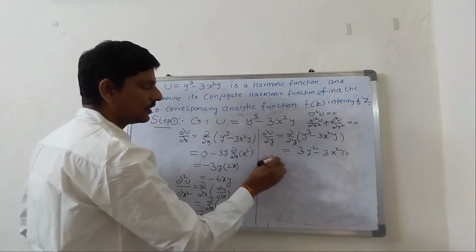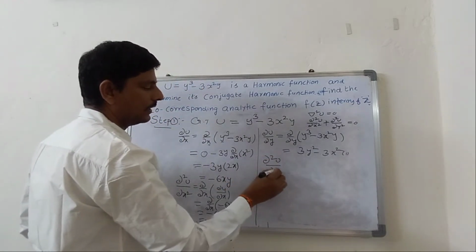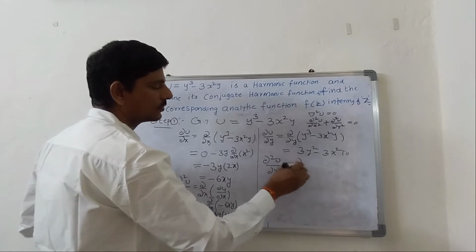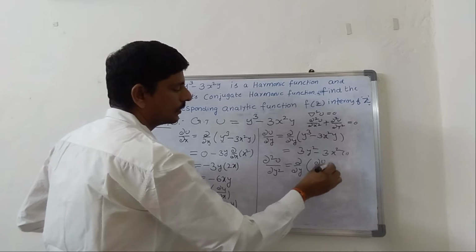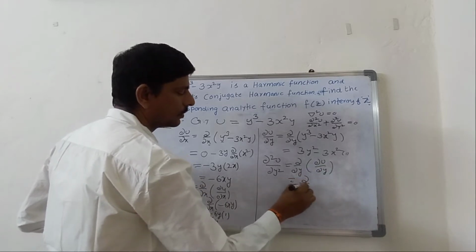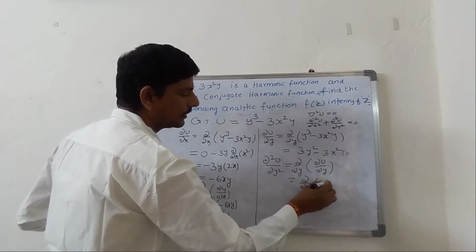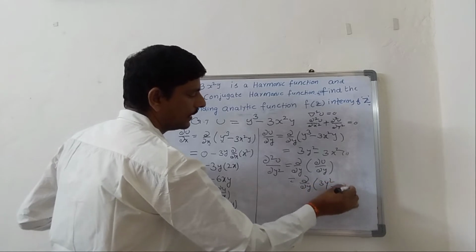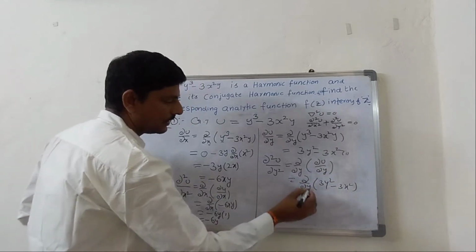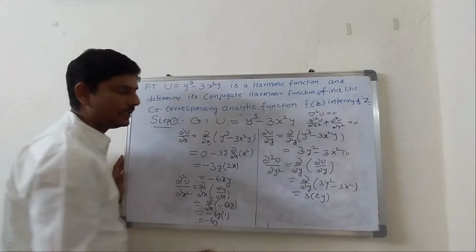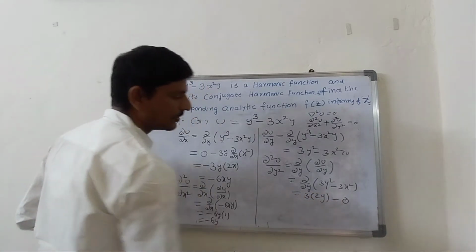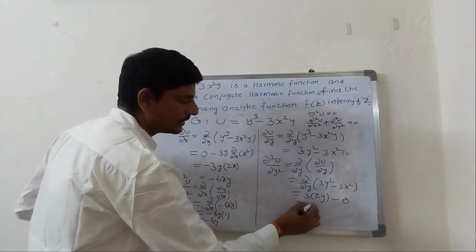Again we have to differentiate. Dou square u by dou y square, that is dou by dou y of dou u by dou y. That is nothing but dou by dou y of 3y square minus 3x square. Now 3 is constant, y square differentiation with respect to y is 2y. Minus 3x square is totally constant. So 3 into 2 is 6, 6y.